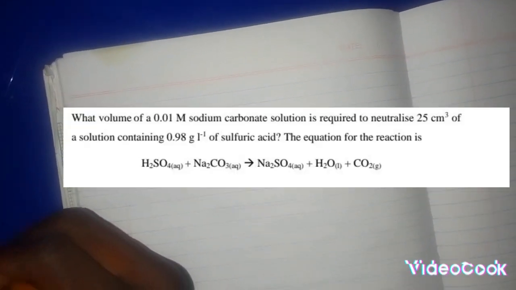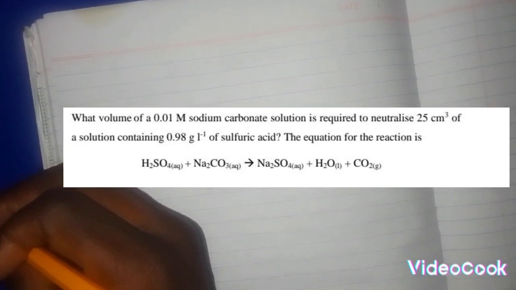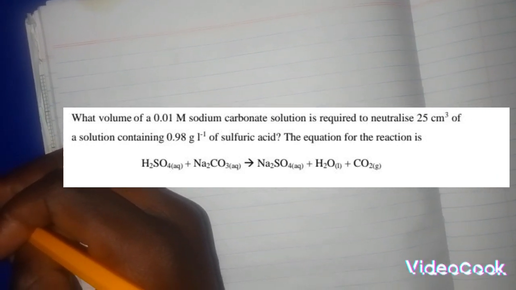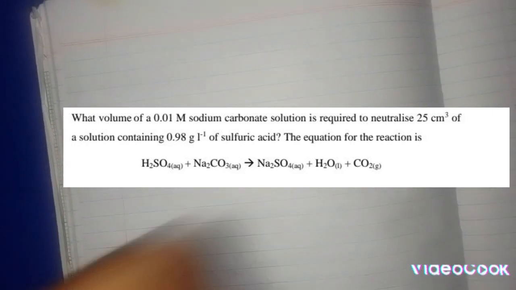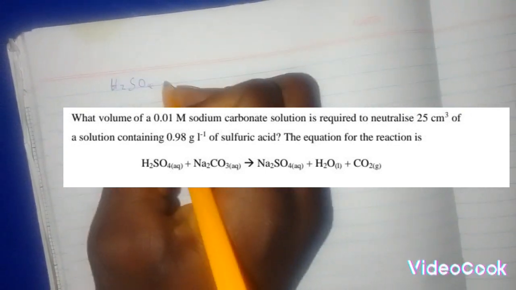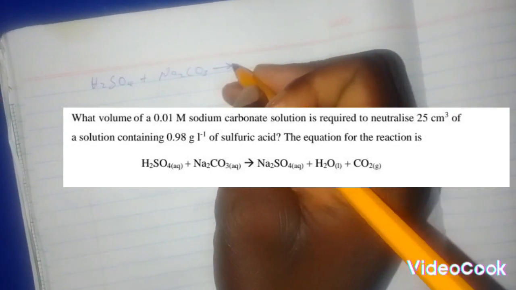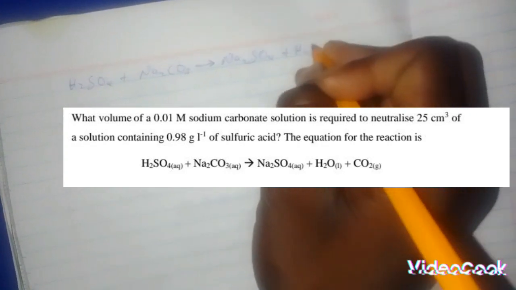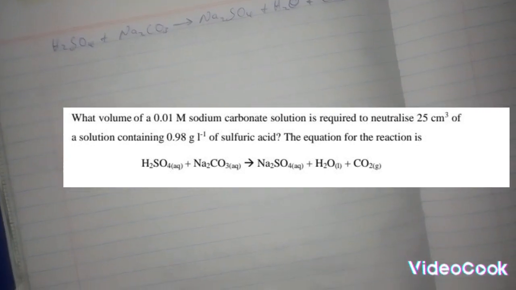Coming to another question. What volume of 0.01 molarity sodium carbonate solution is required to neutralize 25 centimeter cubed of a solution containing 0.98 grams of sulfuric acid? The equation for the reaction is sulfuric acid reacting with sodium carbonate to give us sodium sulfate plus water plus carbon dioxide. That's the equation.